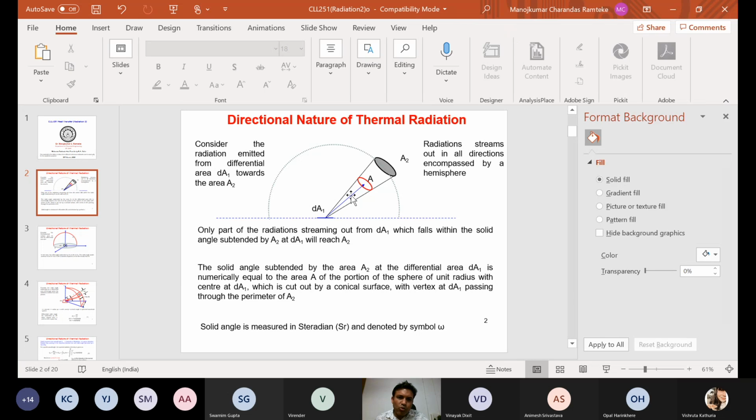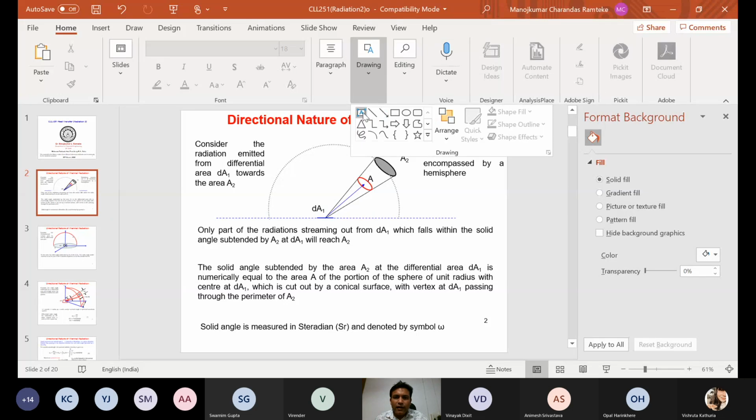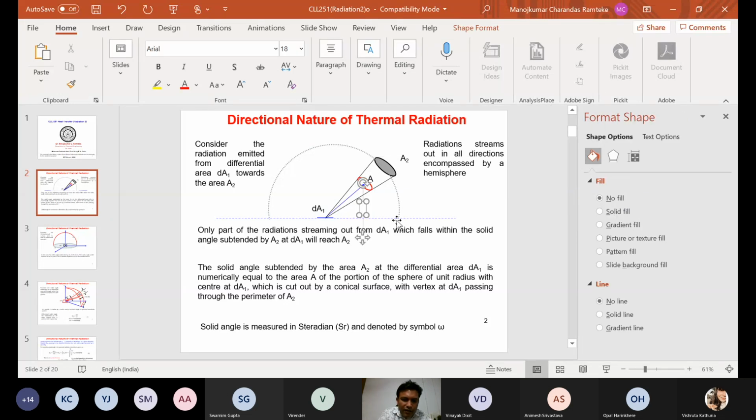This is going to be the radius 1, r equals to 1. So maybe I'll just write that. So this is r equals to 1.